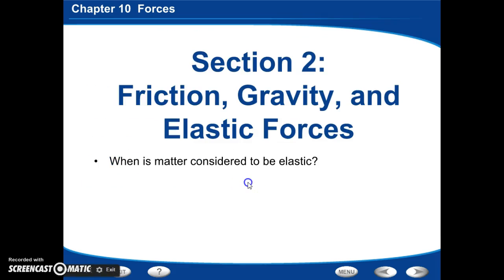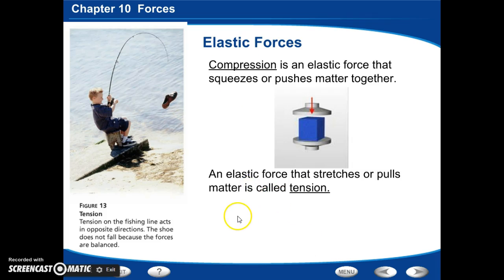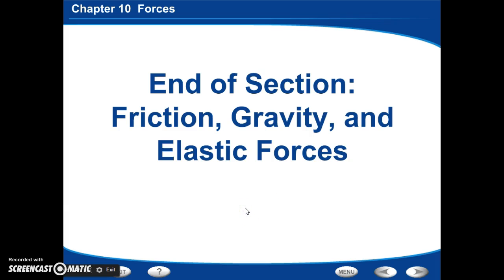So when is matter considered to be elastic? Elastic forces would be like compression and tension. If you have something that is being squeezed or pushes matter together, that's going to be compression. And if you have something that stretches or pulls, like this fishing line, that would be tension. So those are considered elastic forces. And that's it.